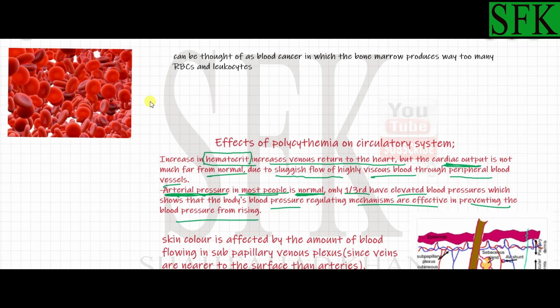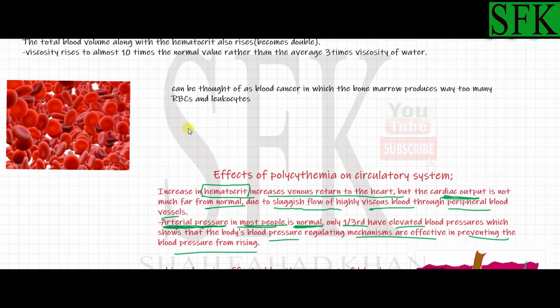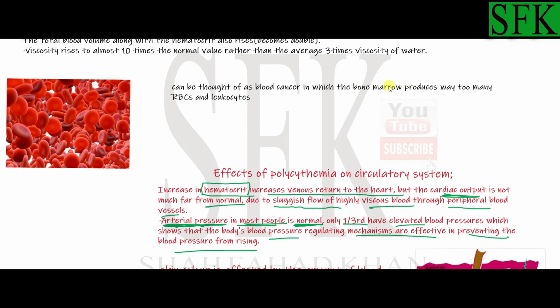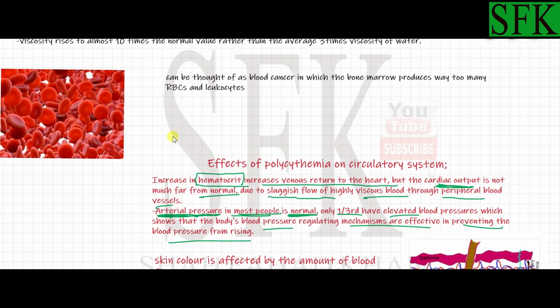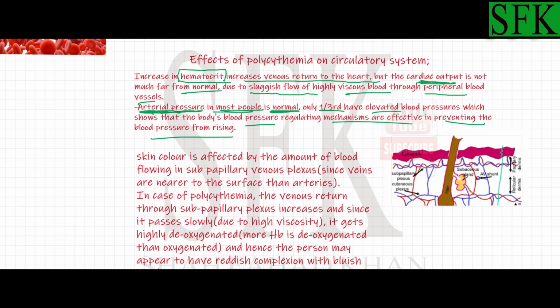Now, if you see this diagram that I've given for polycythemia vera, the normal red blood cell count has increased tremendously, and it can be thought of as a blood cancer as well. Although it is not blood cancer yet, it can lead to blood cancer. But in blood cancer as well, you can see that the bone marrow produces too many red blood cells and leukocytes. Okay, so this was it for polycythemia, the two types of polycythemia that we needed to do.